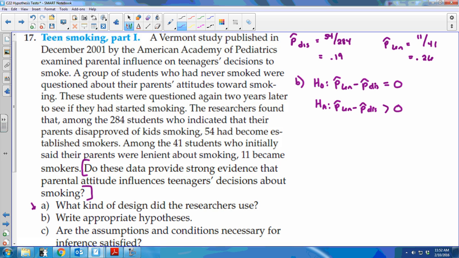Questions? Oh, and these should not be P hats. That's just me not paying attention. Why should those not be P hats? We're always just talking about population proportions in our hypotheses, right? Not what's happening in the sample. All right.